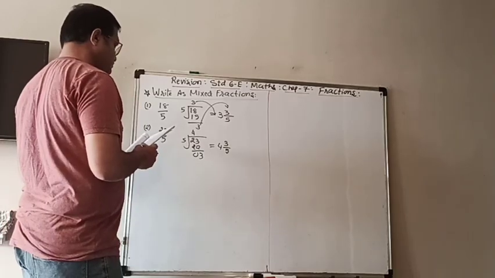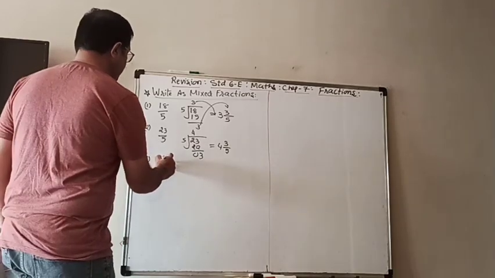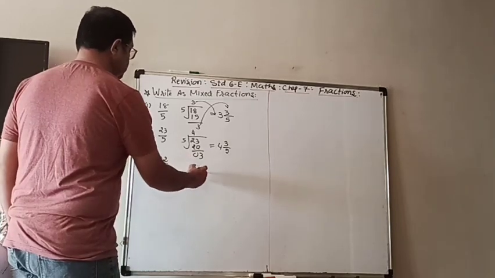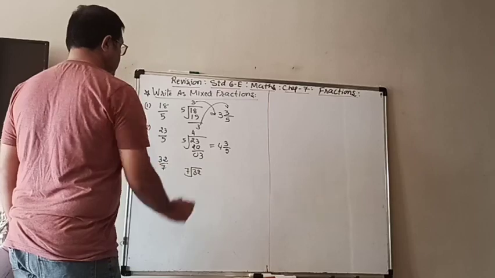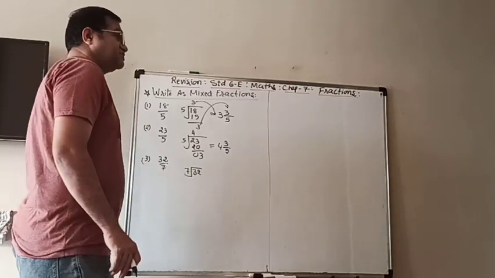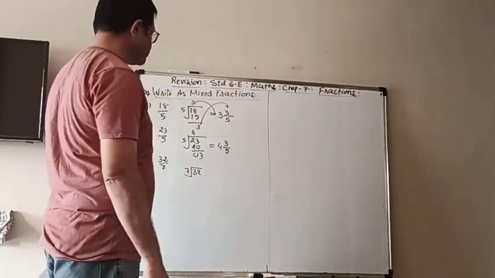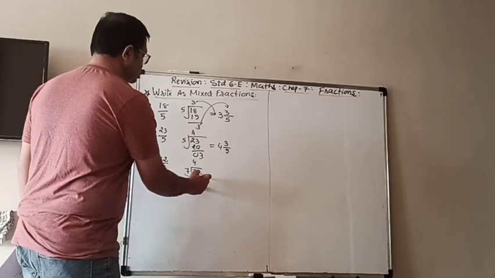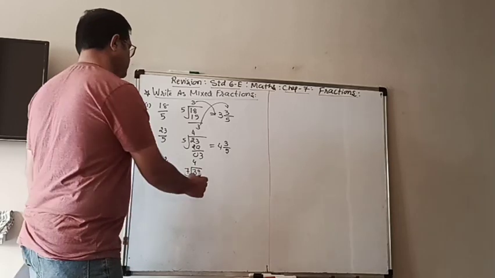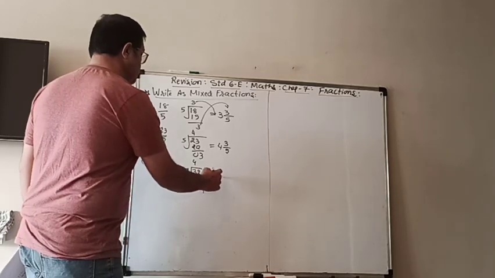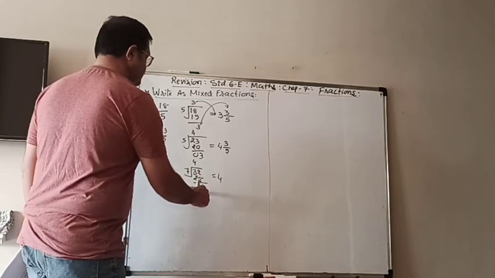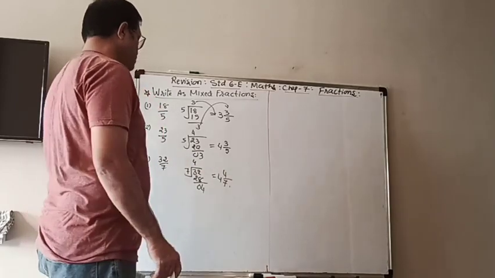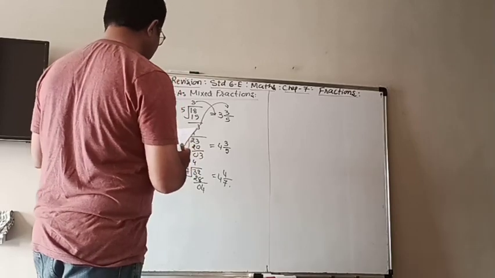Third one is 32 upon 7. So now 32 divide by 7. 7 3s are 21, 7 4s are 28, 7 5s are 35. So 7 4s are 28. 32 minus 28 is 4. So 4 integer, remainder 4 divided by 7. So 4 integer 4 upon 7.